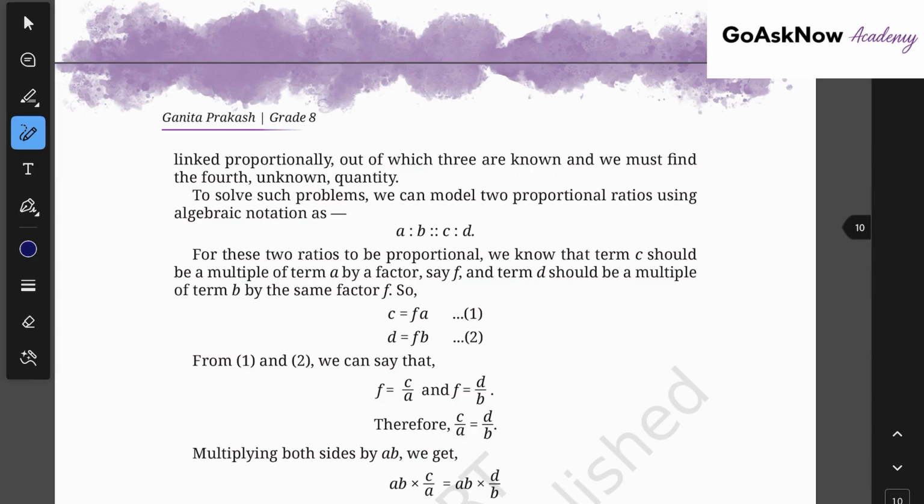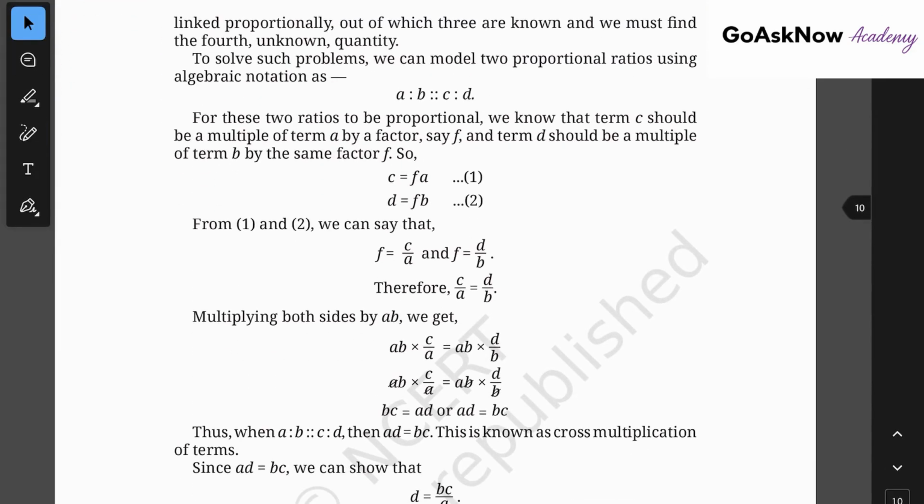Since F is the same value, we can say both equations are equal to each other. So C over A equals D over B. Then you cross multiply, so we can remove the fractions. And eventually you should get BC equals AD. And since we only have to find one unknown quantity, we just make that unknown quantity the subject. So for example, if we have to find D, we just do BC over A equals D right here.